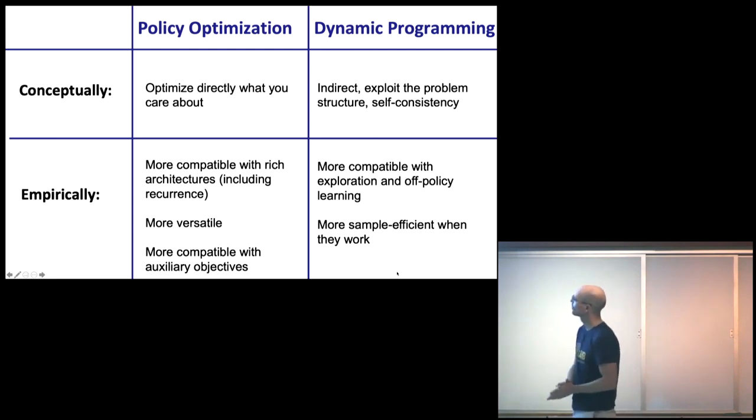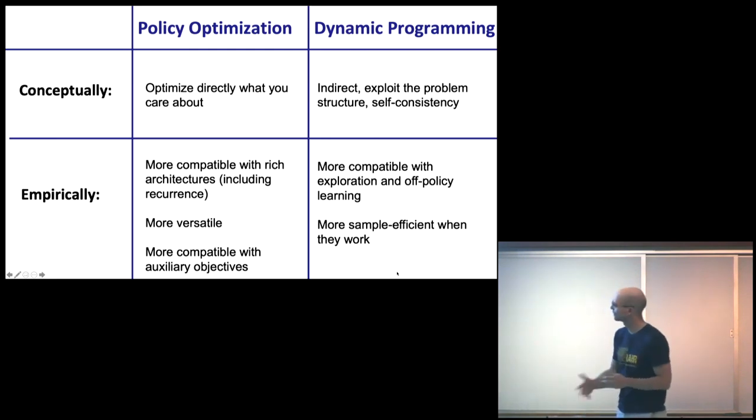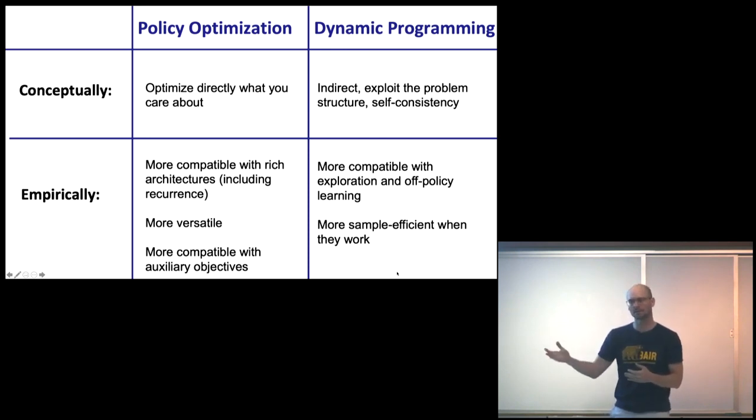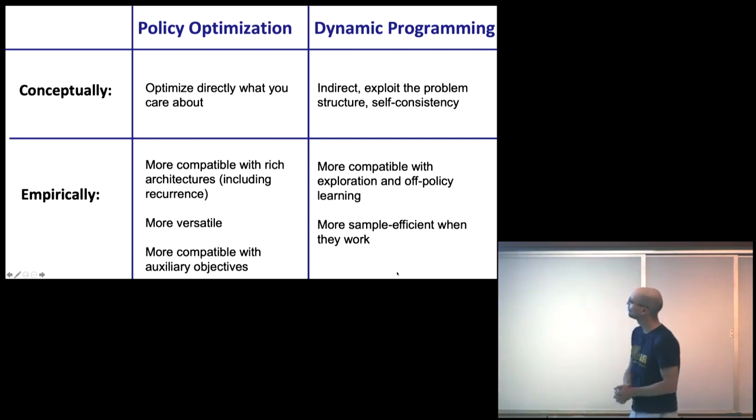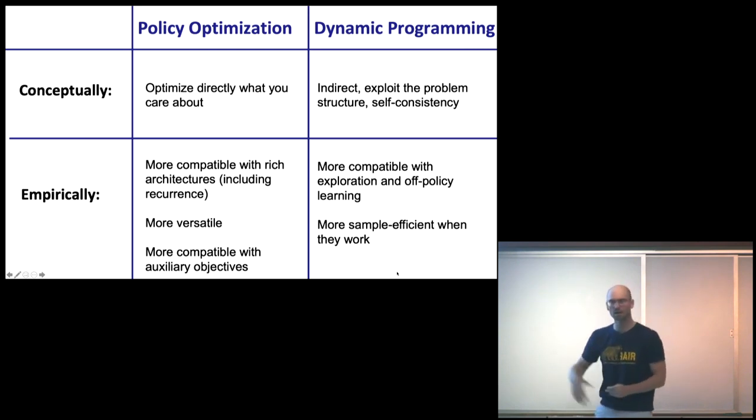Policy optimization tends to be more versatile, more compatible with rich architectures, including recurrences, and more compatible with auxiliary objectives. Maybe you want your network to learn against multiple objectives rather than just the reinforcement learning objective. Having auxiliary objectives can help you learn more quickly about the structure of the environment, because the reward might be sparse. On the other hand, dynamic programming is more compatible with exploration and off-policy learning, and it is more sample efficient when it works, because of the compatibility with off-policy learning.